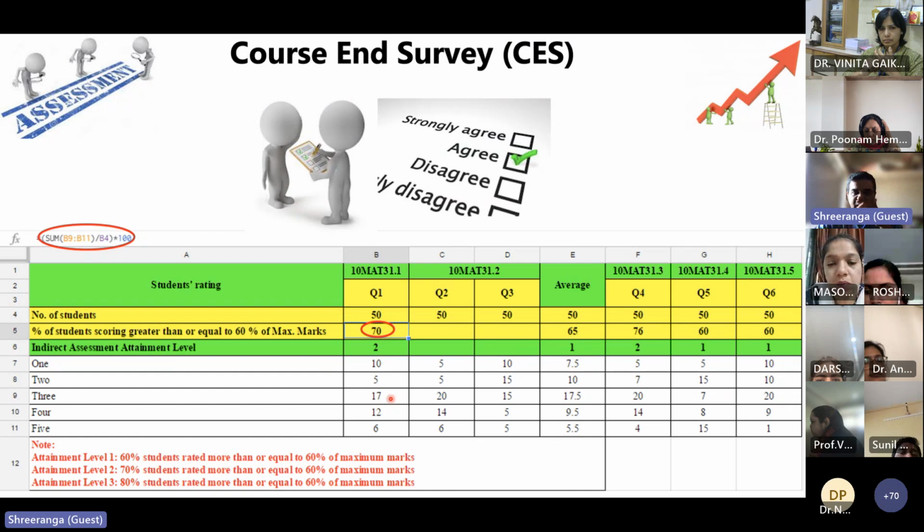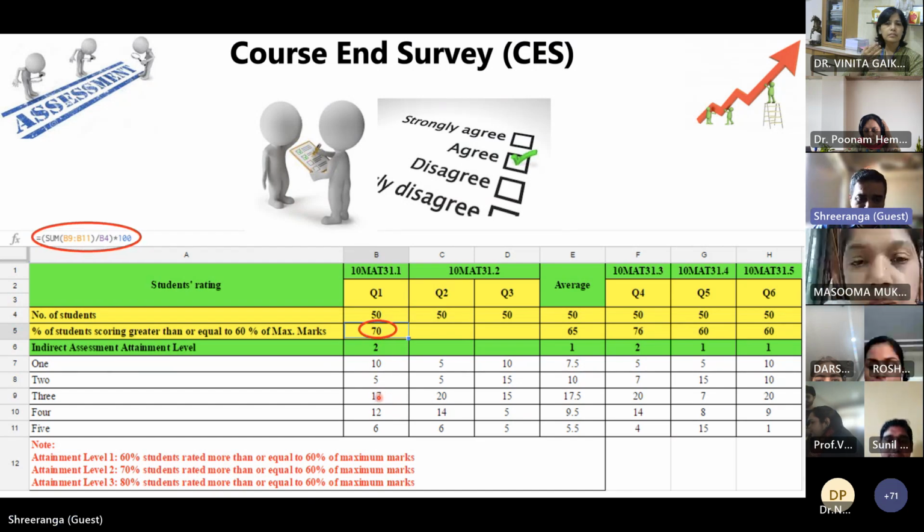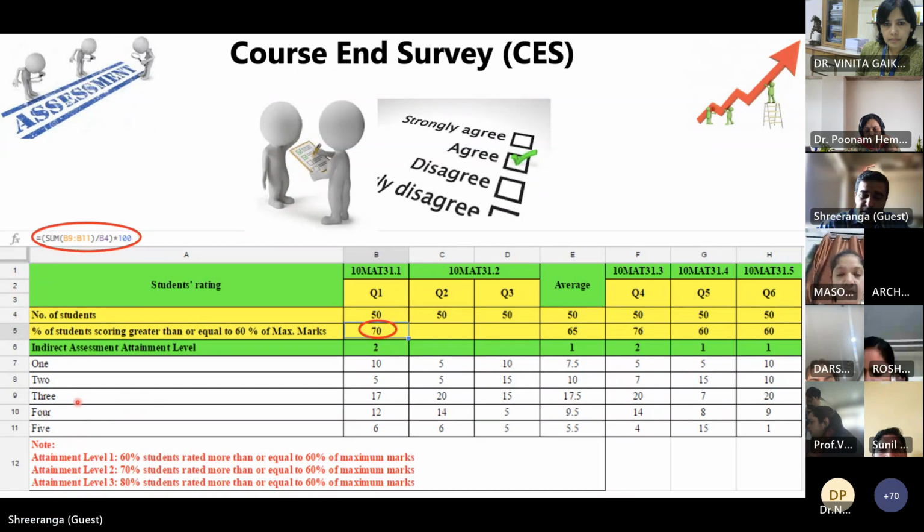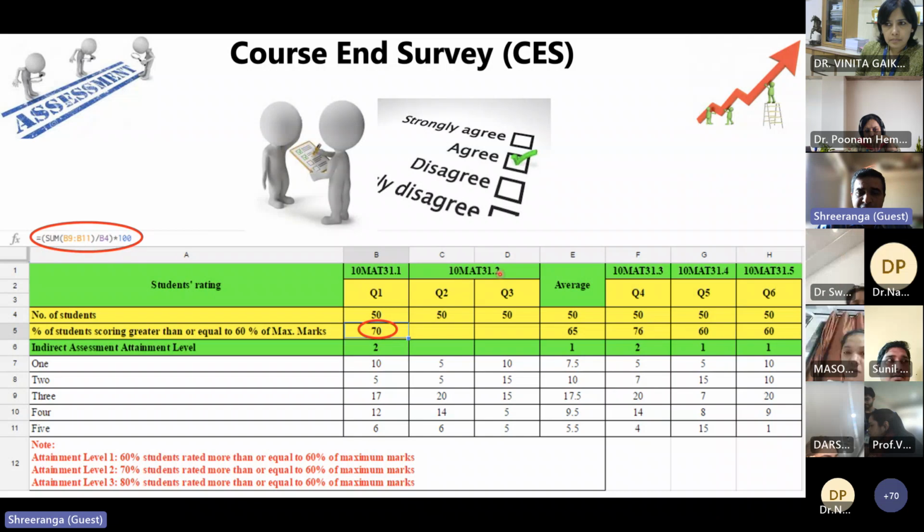So now I will be considering only the 60% of the maximum, meaning levels 3, 4 and 5. The ratings of 1 and 2, I won't be considering. I will be considering 3 and above, which will be equal to 17 plus 2 to 12 plus 6. So now 70% of the students have given a rating of 3 and above. That's why I have given attainment level 2. In a similar manner, let us say CO number 2 has been asked through 2 different questions, question number 2 and question number 3.